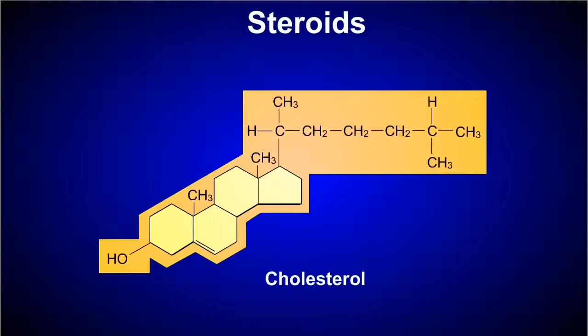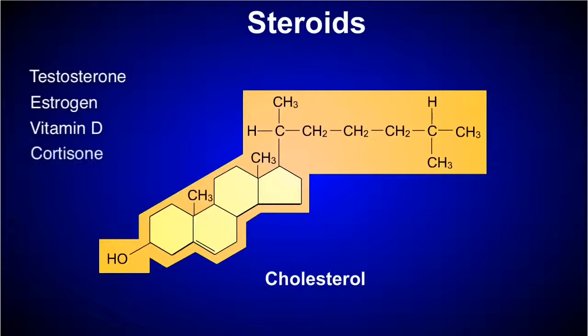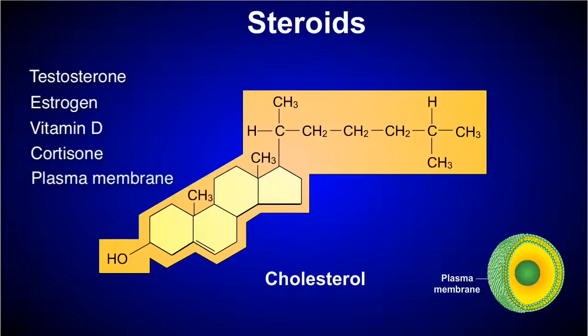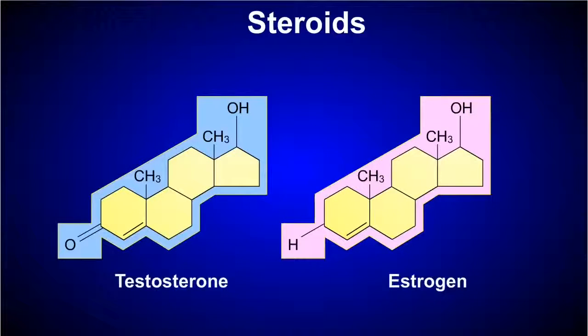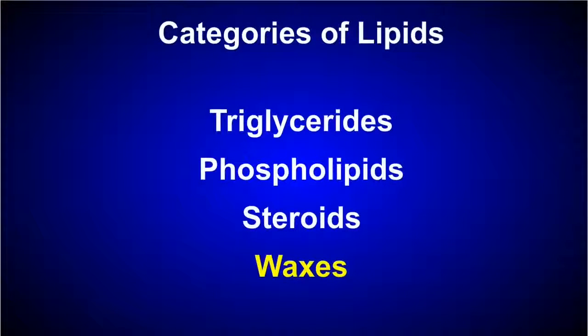Cholesterol serves as a precursor for the synthesis of other steroids such as testosterone, estrogen, vitamin D, and cortisol. Cholesterol is present in plasma membranes where it stabilizes the membrane. The hormones testosterone and estrogen have small differences in their functional groups, but large differences in their effects on an organism. Waxes are the final group of lipids.